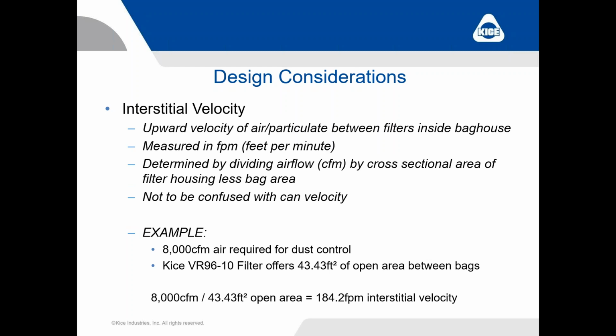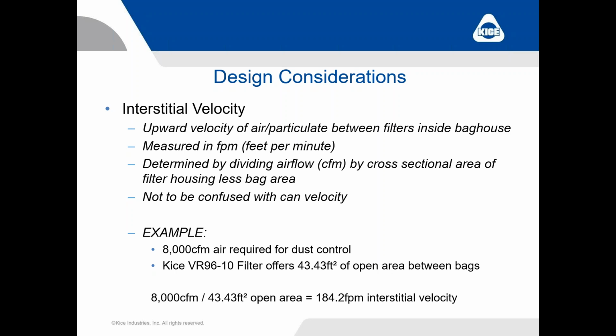So the next thing that we think about, we've got our air-to-cloth ratio. We think our VR96 filter is okay. We're going to think about interstitial velocity. What does interstitial velocity mean? Interstitial velocity refers to the upward movement, the speed that the air and the dust and the particle and the product in the baghouse is moving between the filter bags.